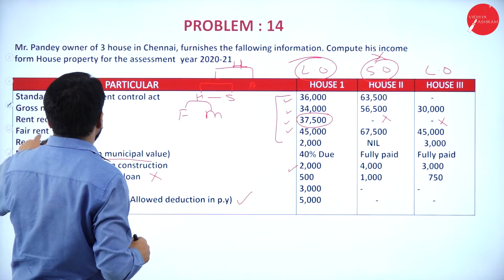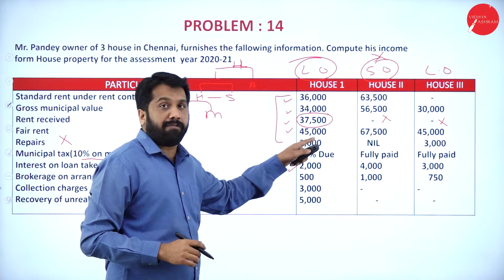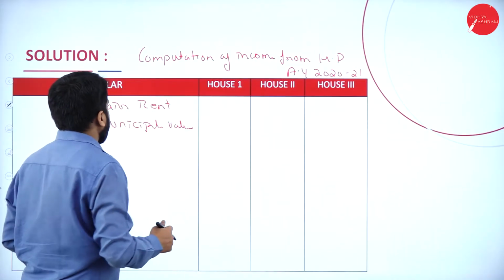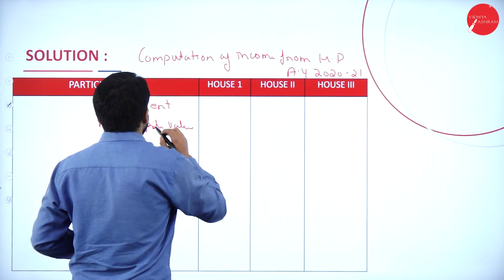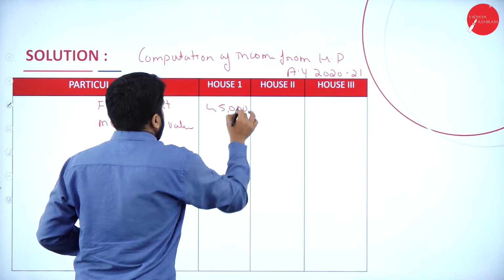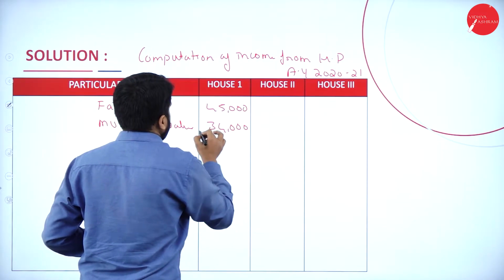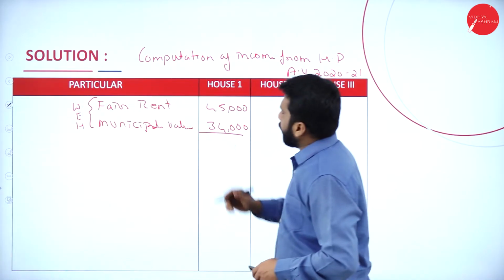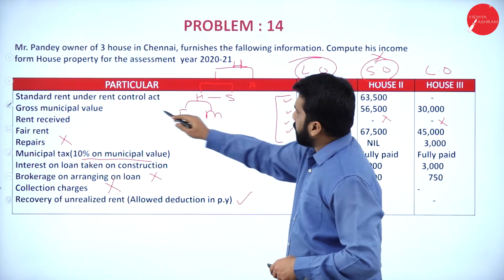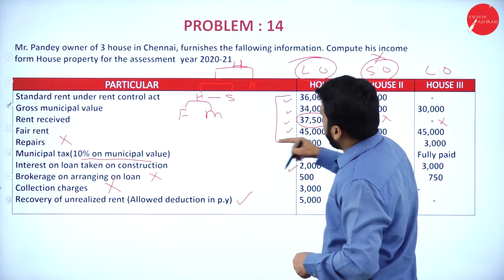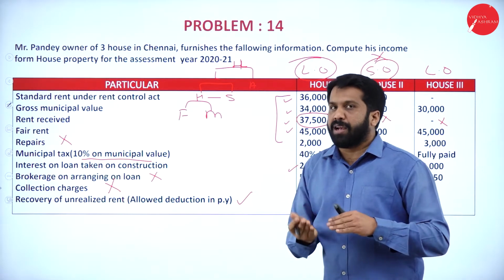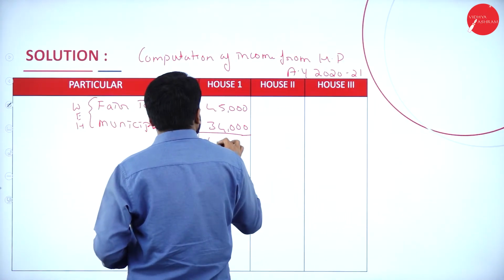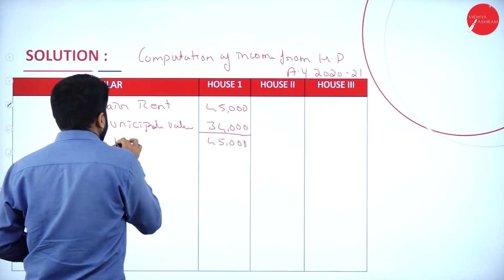What is your fair rent? Your fair rent is 45,000. What is your municipal value? 34,000. So your fair rent is 45,000 and municipal value is 34,000. Now, whichever is higher, fair rent or municipal value? See, your municipal value is 34, your fair rent is 45. We are comparing whichever is higher. The higher value will be what? 45,000. This is the higher value.